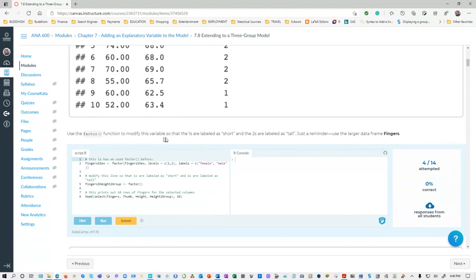Use the factor function to modify this variable so that 1s are labeled as short and 2s are labeled as tall. Just remember to use the data from fingers. This is how you used factor before: fingers, sex, labels 1 and 2 as male and female. You take that code over here.